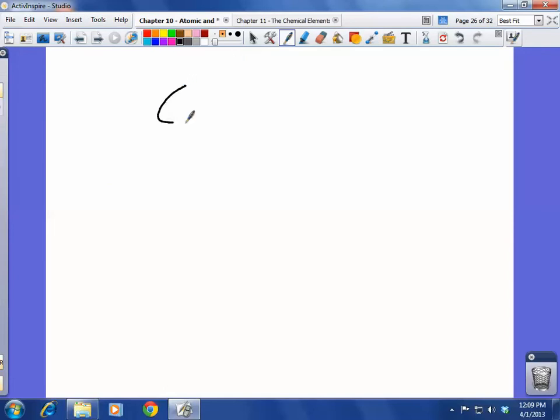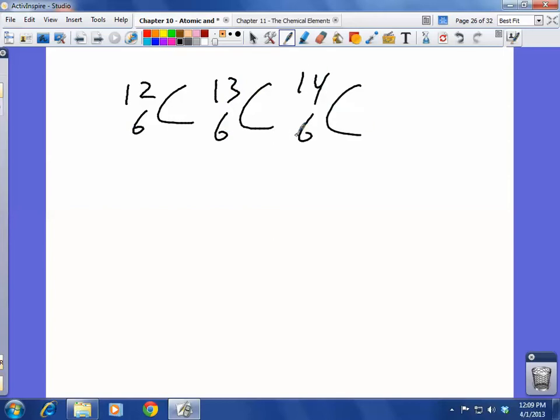Carbon 12-6 is the most common isotope of carbon, but it's still an isotope of carbon. Carbon 13-6, carbon 14-6, these are all isotopes of carbon. They're less common. So it's not that you have one real carbon and the rest are isotopes, they're all isotopes. Does that make sense? Is that just with carbon? No, that's with everything.